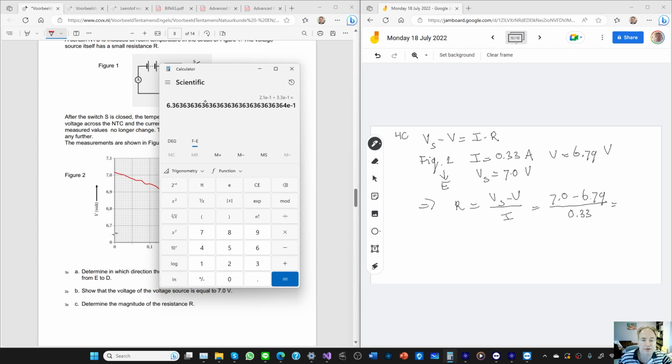Okay, so let's keep two significant digits. So we get 6.4 times 10 to the power minus 1 ohm, right? So this is basically 64 ohm. No, not 64 ohm, 0.64 ohm. So really small.